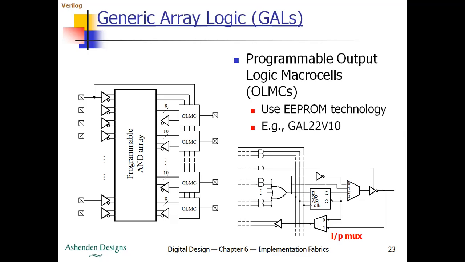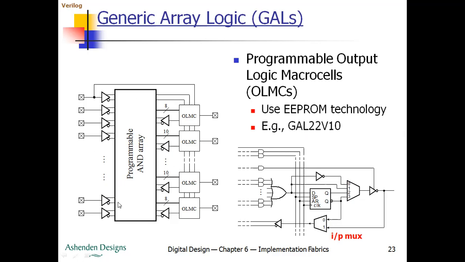Now regarding this particular figure, according to the book, it is a widely used GAL, for example GAL 22V10. This GAL 22V10 architecture is as shown here. And what you can see here is that we again have the same programmable AND array that we saw in the PAL. The same programmable AND array is still present.